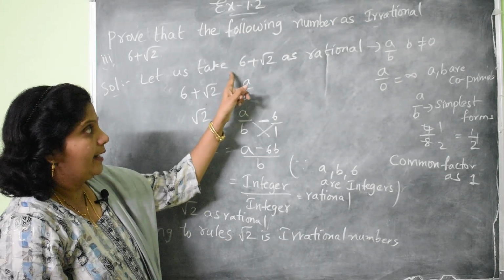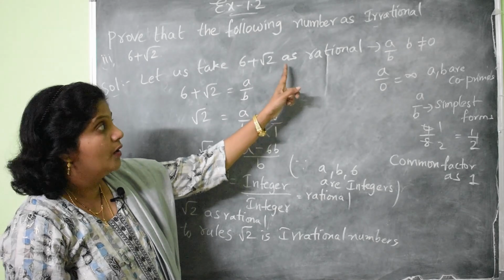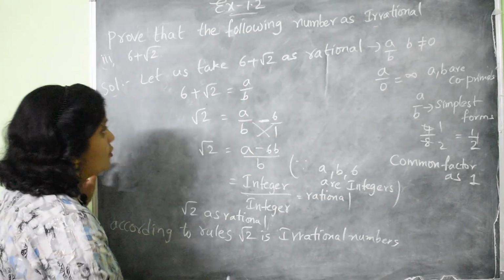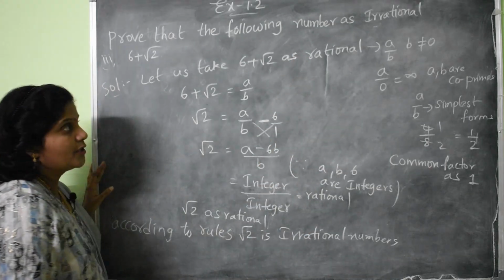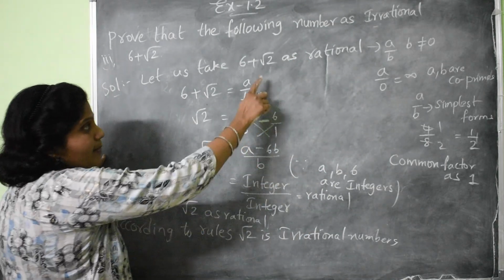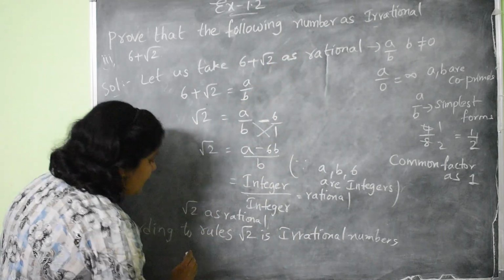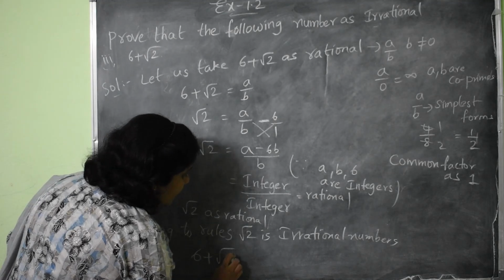So now we have understood that our assumption is wrong. What is our assumption? Our assumption is that 6 plus root 2 is rational. So our assumption is wrong, which means 6 plus root 2 is not a rational number.